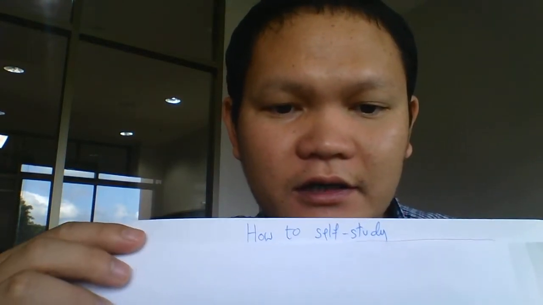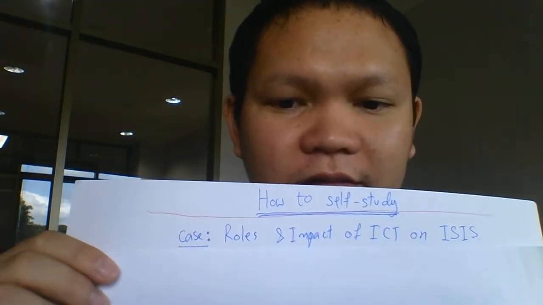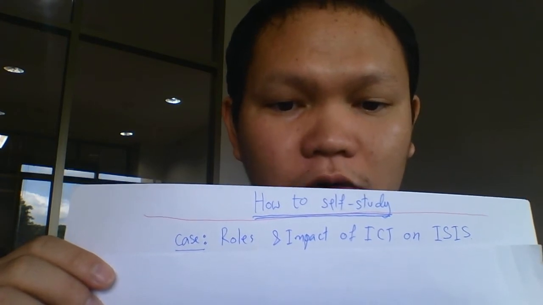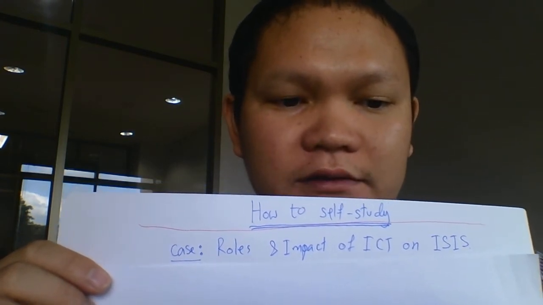Going to talk about how to self-study. And the case that I'll talk about is this one: the role and impact of ICT on ICT group. So mainly for self-study, as the assignment I assigned in Basic of IT, there are mainly two processes. The first process is to make understanding of the concept, and the second one is to elaborate and write on the blog or report.